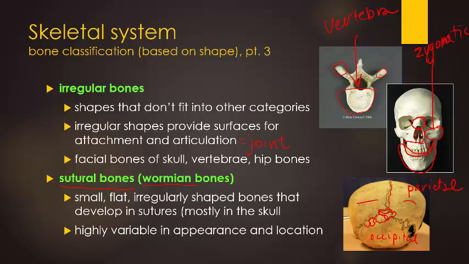They're not found in every person, but this guy just happened to have a bunch of wormian bones that developed in these sutures in the skull. So highly variable in appearance and location, so they are not named other than to say that these are sutural bones or wormian bones.